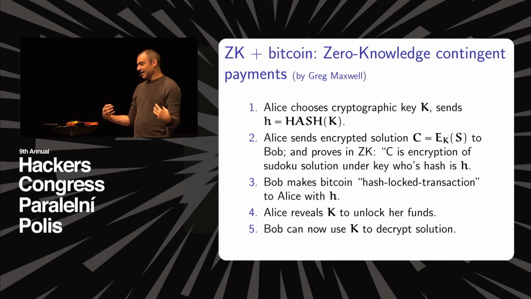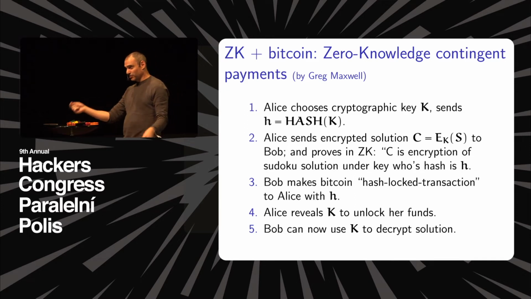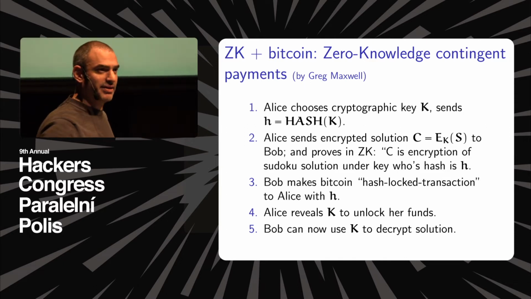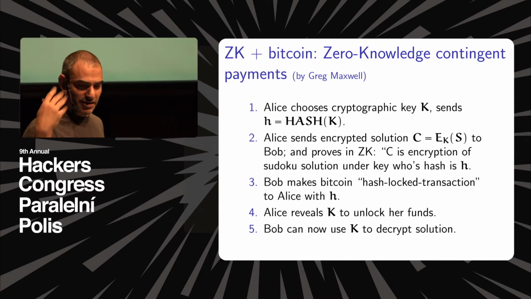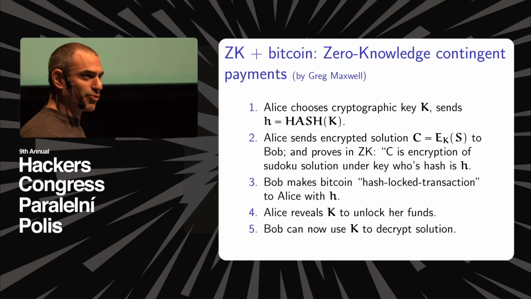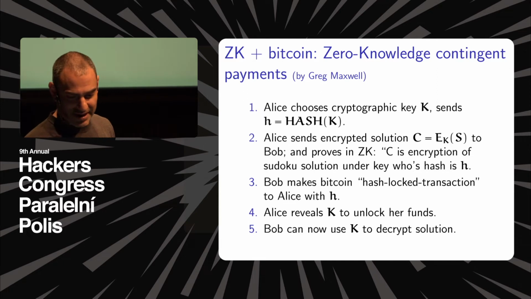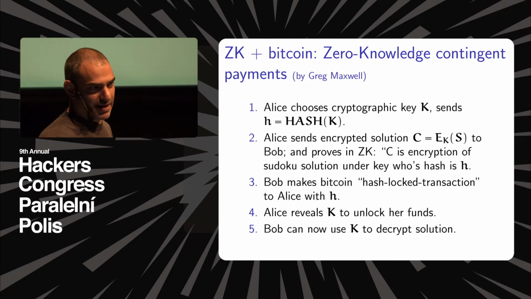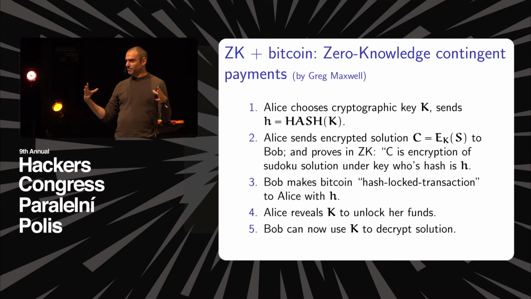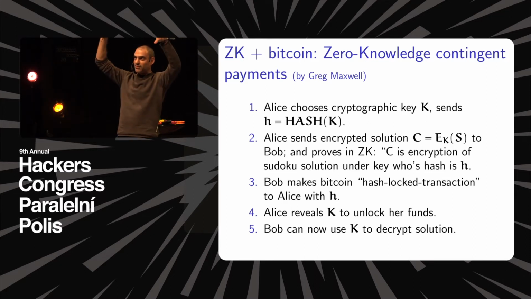The program checks that S is a valid solution to the Sudoku puzzle that is public, that we all know about. If it's not a solution, then the program aborts. If it is a solution, then the program will encrypt the solution with key K and output that. So the point is, you can massage this statement into the format: I know an input to some computer program with output C.